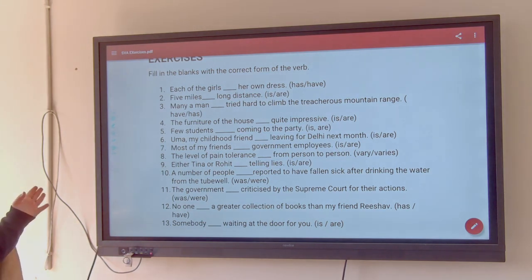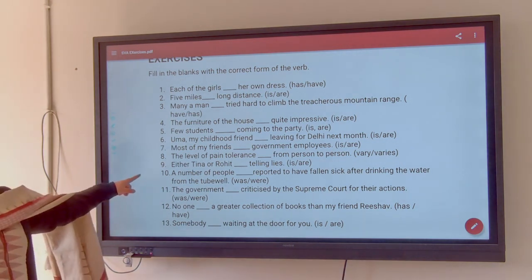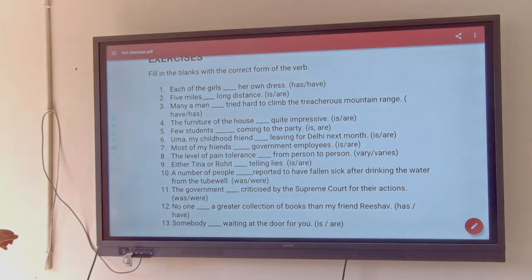Okay, the eighth sentence, the level of the pain tolerance. Again, this is considered singular, so we use varies: varies from person to person. Ninth, either Tina or Rohit. We consider them as a singular identity, so we use a singular verb. Either Tina or Rohit is telling lies. Tenth one, "Number of people were reported to have fallen sick after drinking the water from the tube well." Number of people is considered a plural subject.